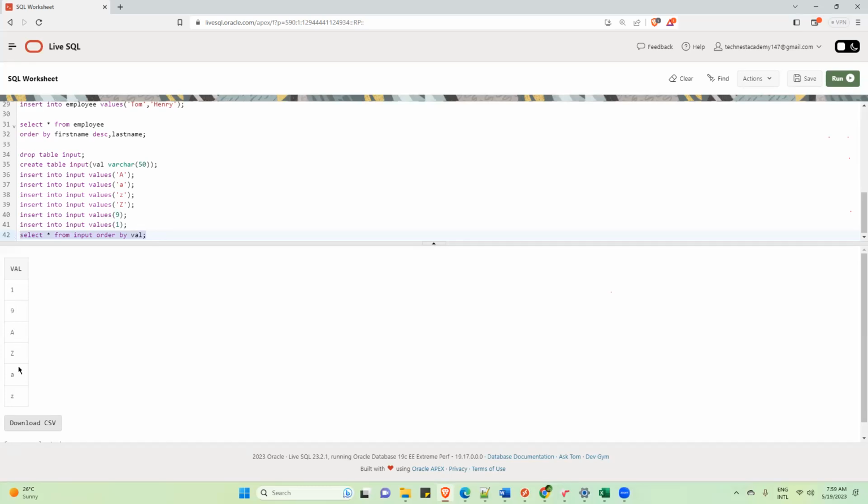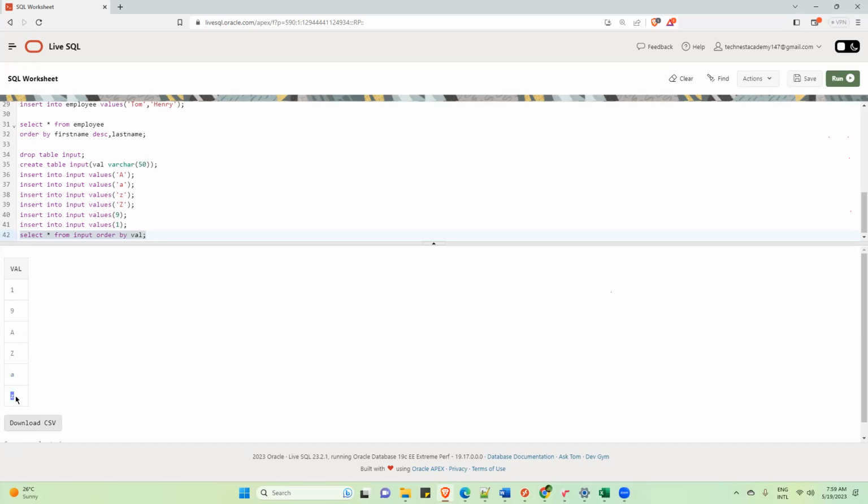Now this is the output. Now here, why have the numbers been placed before alphabets? Second question. Why have the uppercase A and uppercase Z been placed on top of lowercase a and lowercase z? You might be thinking this, right?